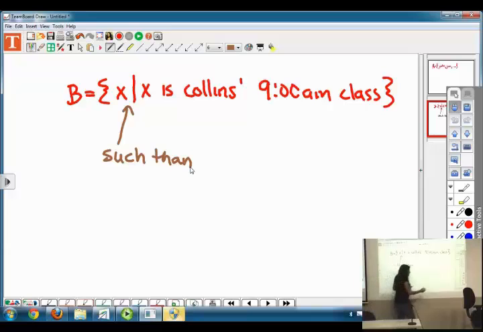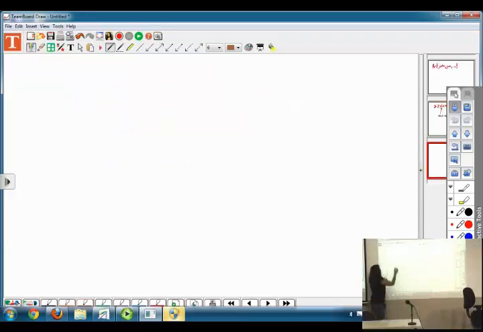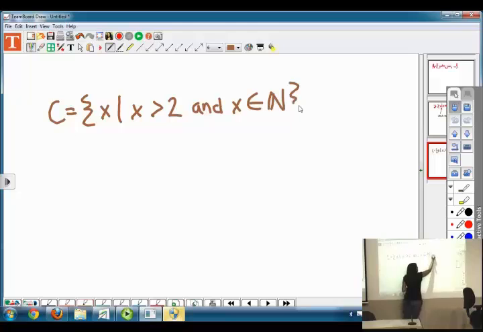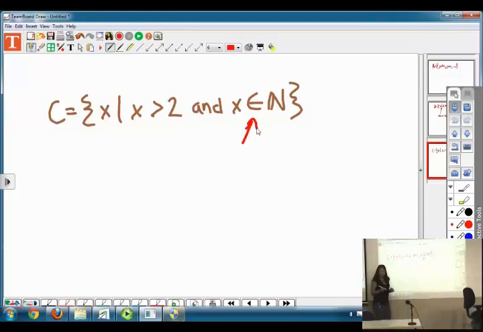Another way we use set builder that you've probably seen before is something like this. I could say set C is equal to x such that x is greater than 2 and x is an element of the natural numbers. So you're like, okay, there's a lot in there. What's all that mean? First of all, this notation right here means element of. That little e is a way of saying element, and we'll show that more in a minute.